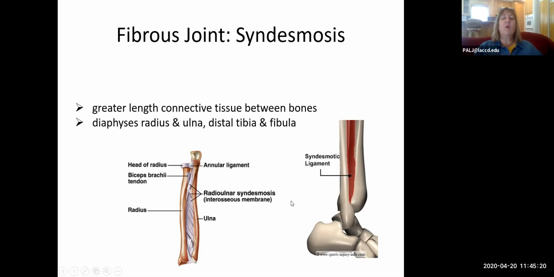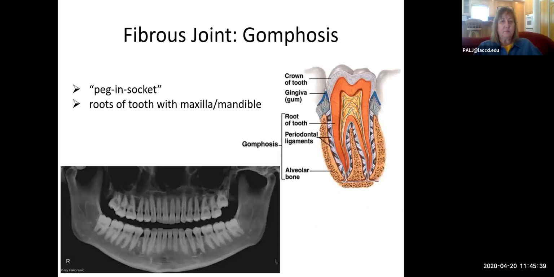Okay, so knowing about that, do you think that's freely movable, slightly movable, or non-movable? Okay, yes, that's called an amphiarthrosis. All right. Oh, sorry. Did I say there were two fibers? There's three. I was thinking there's two cartilaginous, but there's three fibers. The third one is called a gomphosis. So go ahead and say that word, gomphosis.